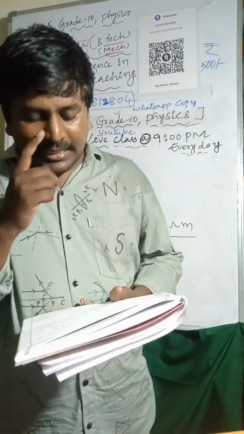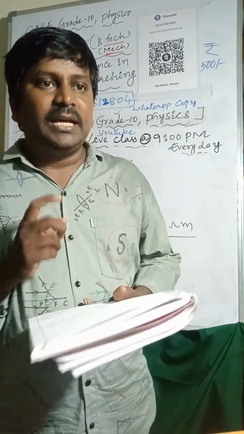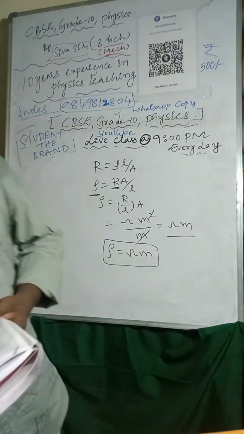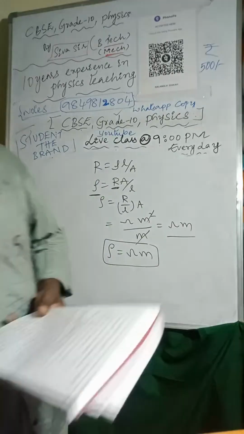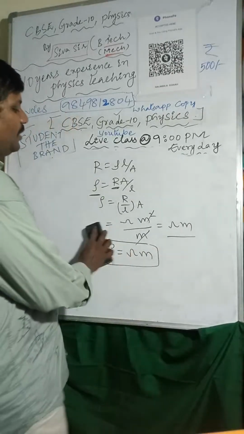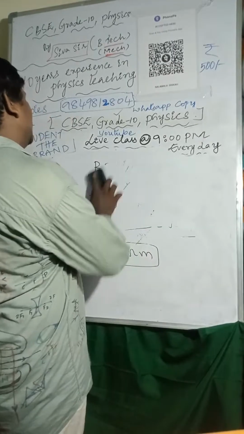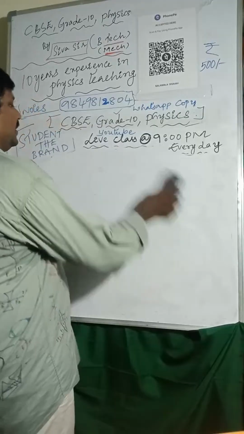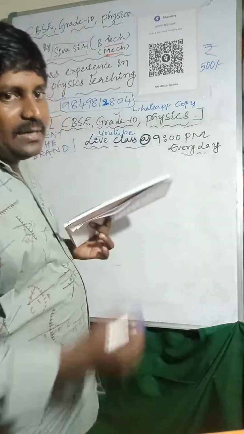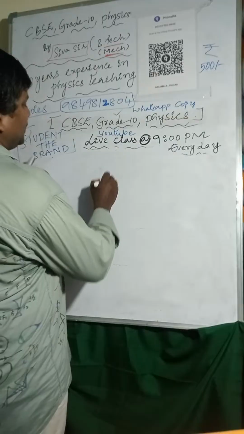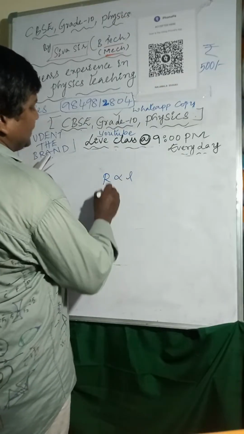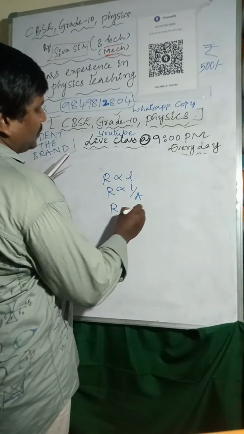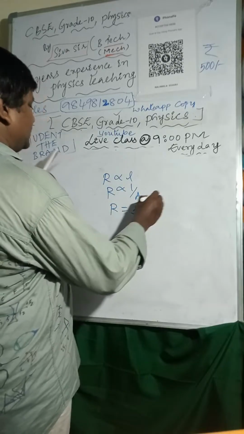Here, list the factors on which resistance of the conductor depends and write the formula. So I am considering now, resistance is directly proportional to length, resistance is inversely proportional to area. So R equal to rho into L by A. So this is the formula.